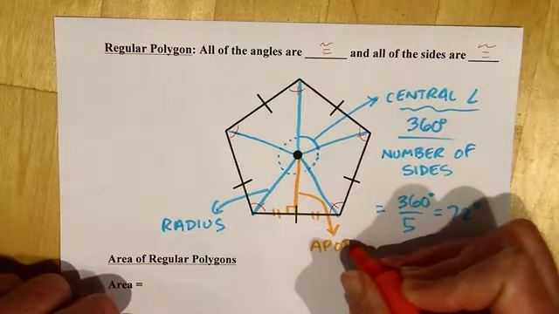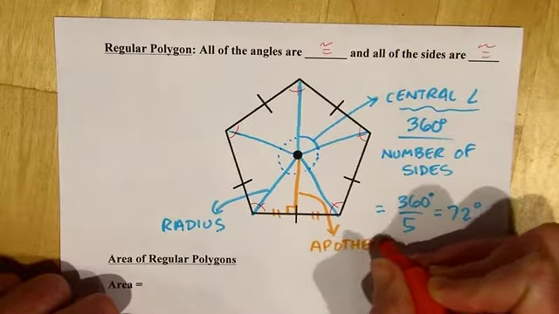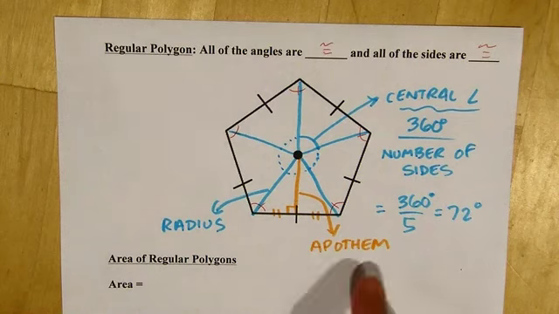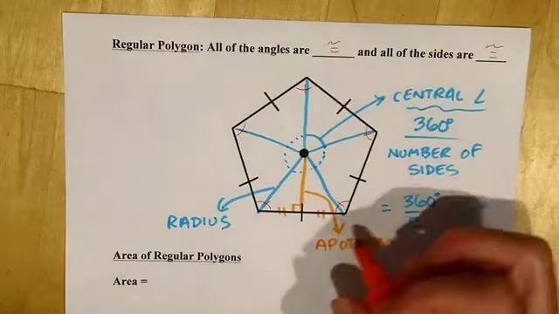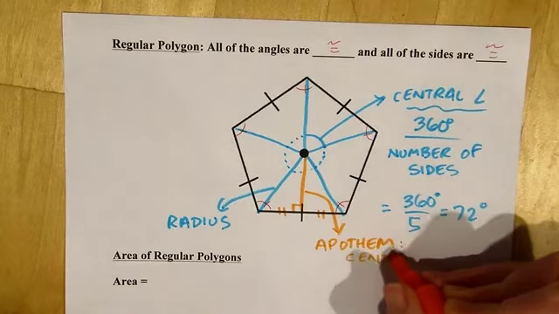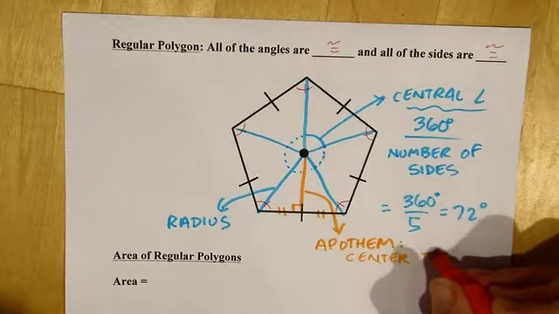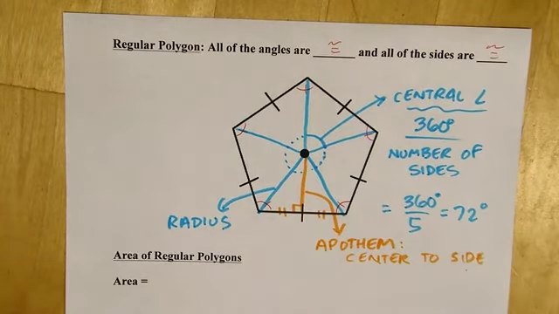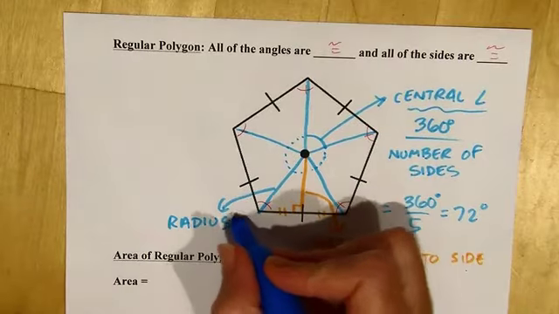Some people call it an apothem, usually apothem. Okay, so it's the perpendicular distance to the side, as opposed to a radius, which is the distance from the center to a vertex.